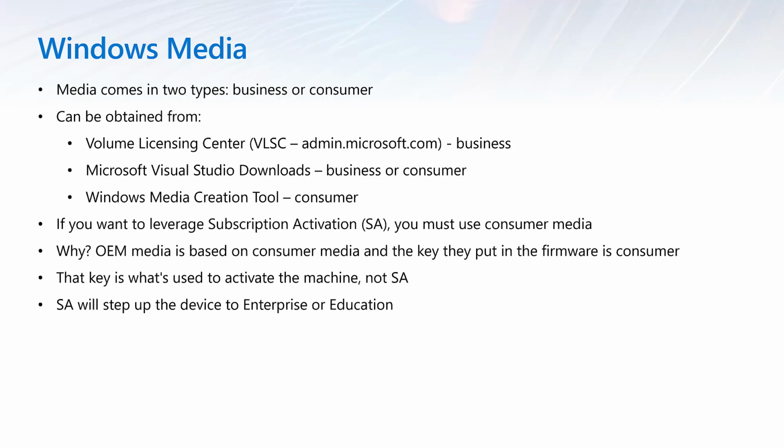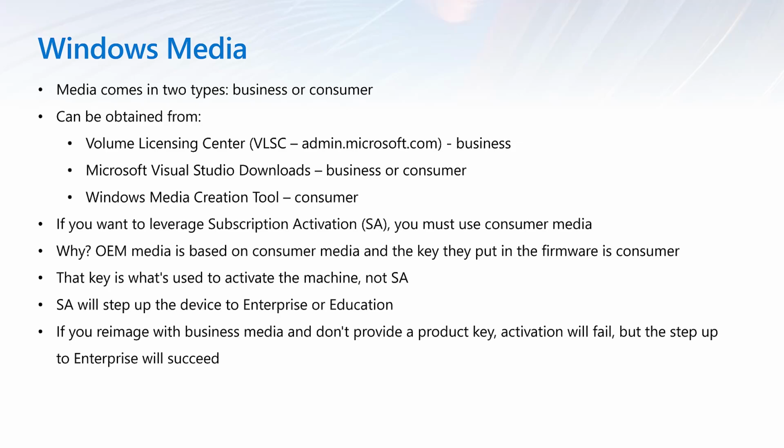So subscription activation then just does a step up from Pro to Enterprise. Or if you're using Pro Education as your media, then you go from Pro Education to the Education SKU. That's what subscription activation is doing. Now, if you reimage with business media and don't provide a product key, then activation is going to fail, but the step up to enterprise succeeds.